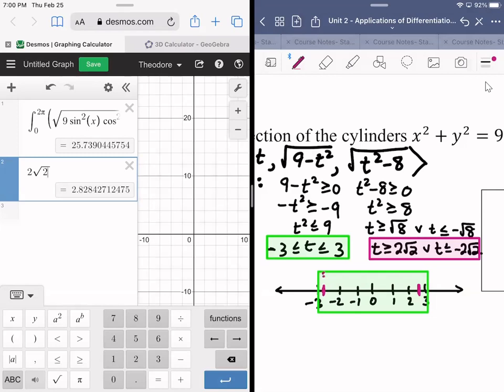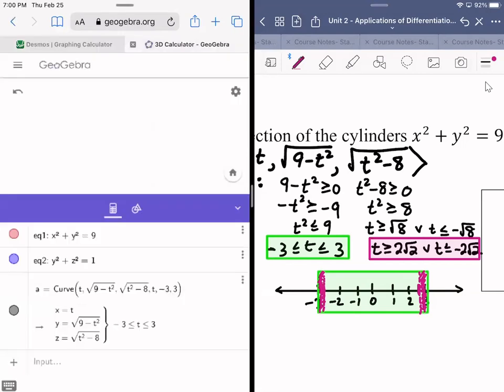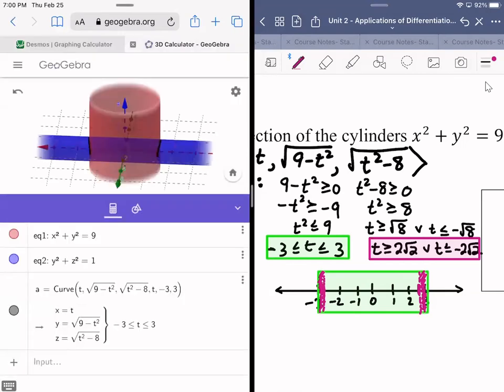So I can just kind of mark that. So we're looking at just this little interval here and just this little interval here. So it's a very small slice of domain that actually works for this whole thing, right? So I go back to my GeoGebra and tweak that domain.